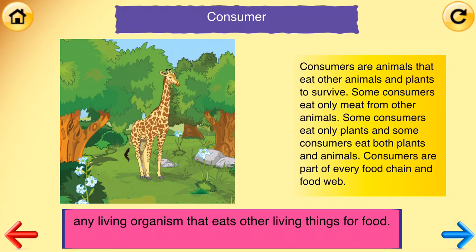Consumer. Any living organism that eats other living things for food. Consumers are animals that eat other animals and plants to survive. Some consumers eat only meat from other animals. Some consumers eat only plants, and some consumers eat both plants and animals. Consumers are part of every food chain and food web.